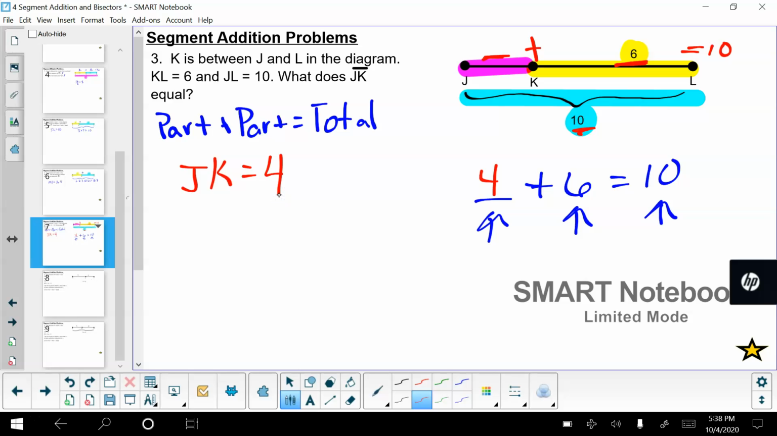The other way that you could do this is realize you can undo addition through subtraction. Since they give us the total, I could take the total and subtract the part that it gives me, and then that will give me the leftover part that I was looking for. So you can also do it that way. Either way works.